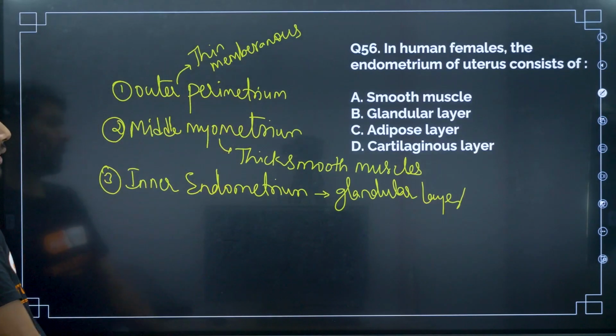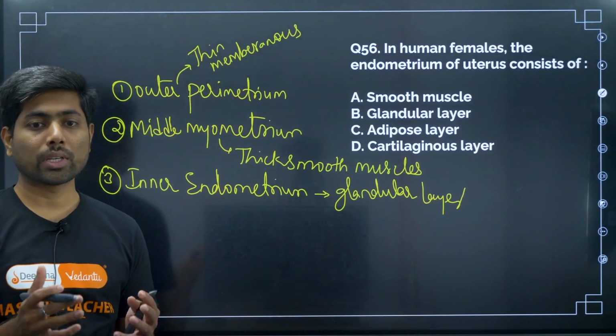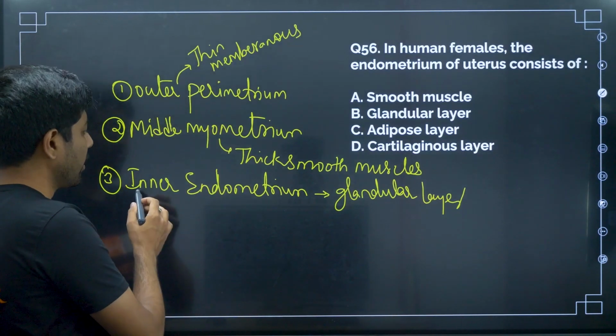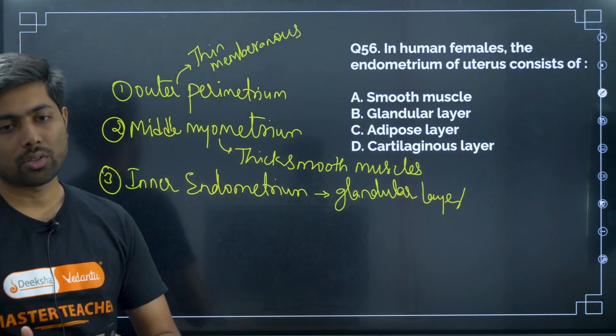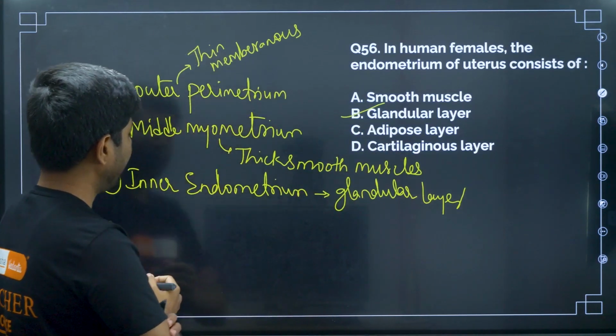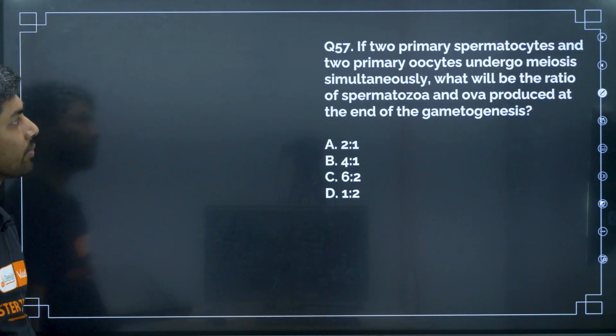Now, what is the function of the middle layer? It will undergo rigorous contraction during child labor, right? Or the birth, parturition, or delivery. Now, the inner endometrium will undergo cyclic changes during the menstrual cycle, right? Therefore, the answer is glandular layer.